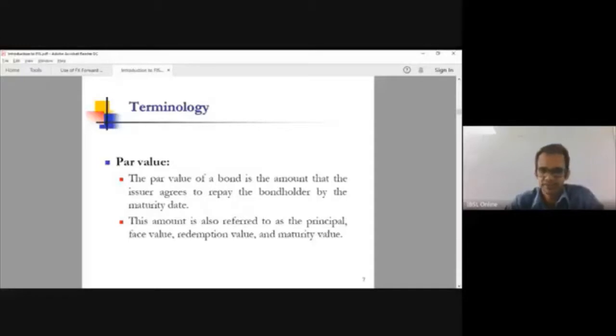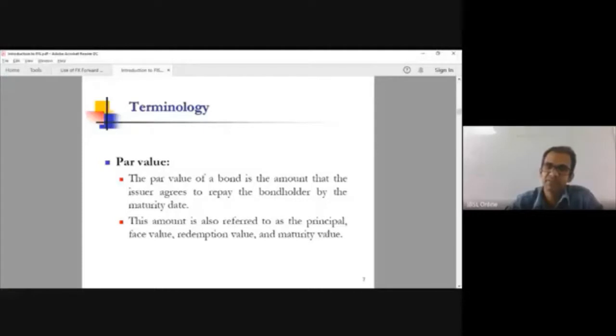Then the par value. This is a very important concept in fixed income security. Say, if you grant a loan today, a 1 million rupee loan, the value of the loan is 1 million. So you may recover interest and capital or part of that 1 million in monthly installments. So the par value of that loan is 1 million.